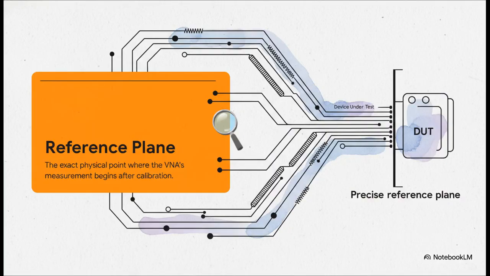What this whole calibration ritual actually does is it establishes something called a reference plane. This is the exact physical spot where the measurement begins. It basically moves the VNA's point of view from inside its own box all the way down the cable to the very end of your connector. This is how you make absolutely sure you're measuring your device under test and nothing but your device under test.